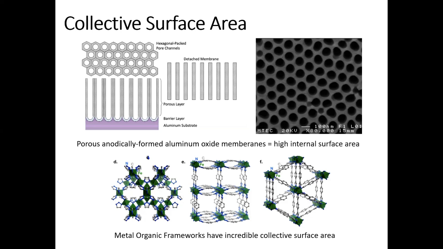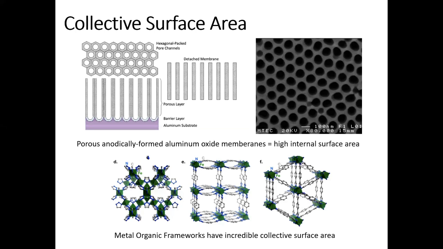And so which one would have a greater surface area? Let's say the porosity is the same. Let's say it's 50% for all of it, which means 50% of the membrane is porous. So it doesn't matter about your pore size, 50% porous. Which one has a higher collective surface area, the 200 nanometer diameter pore or the 2 nanometer diameter pore?